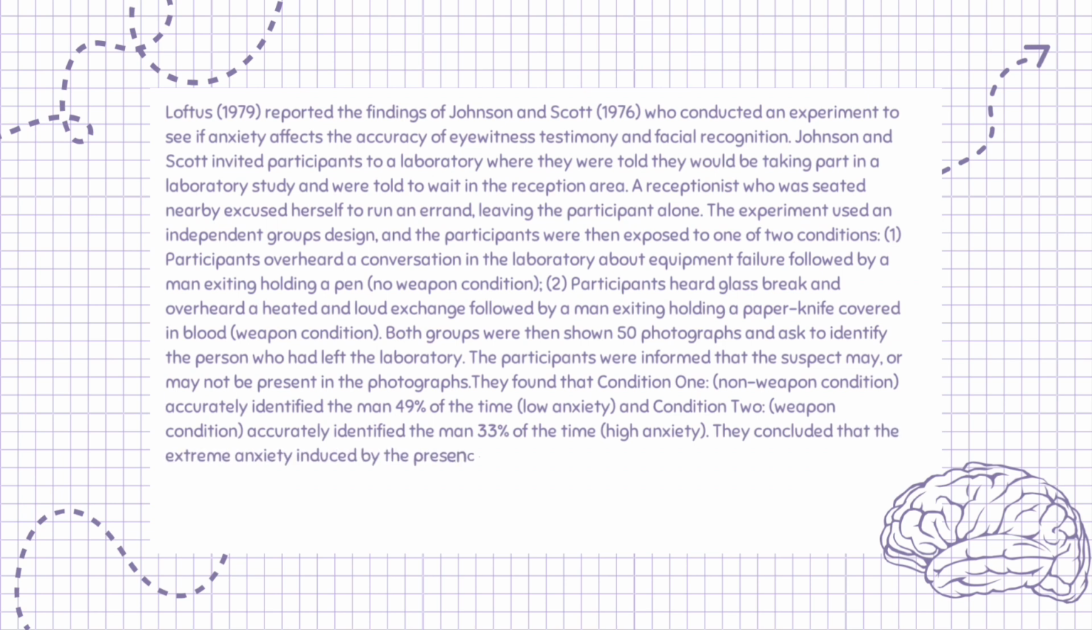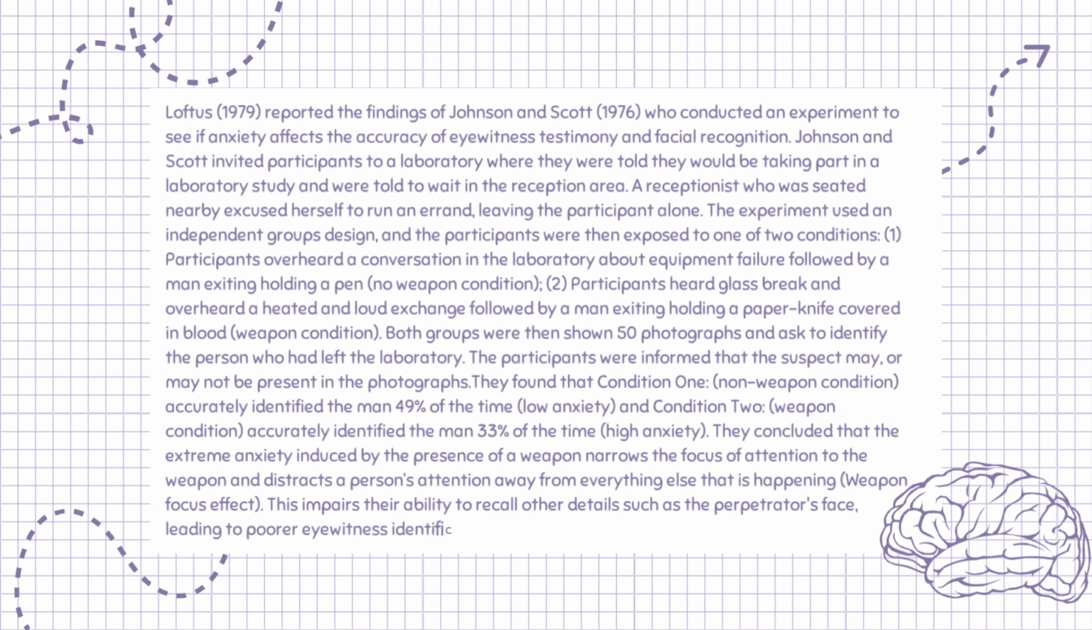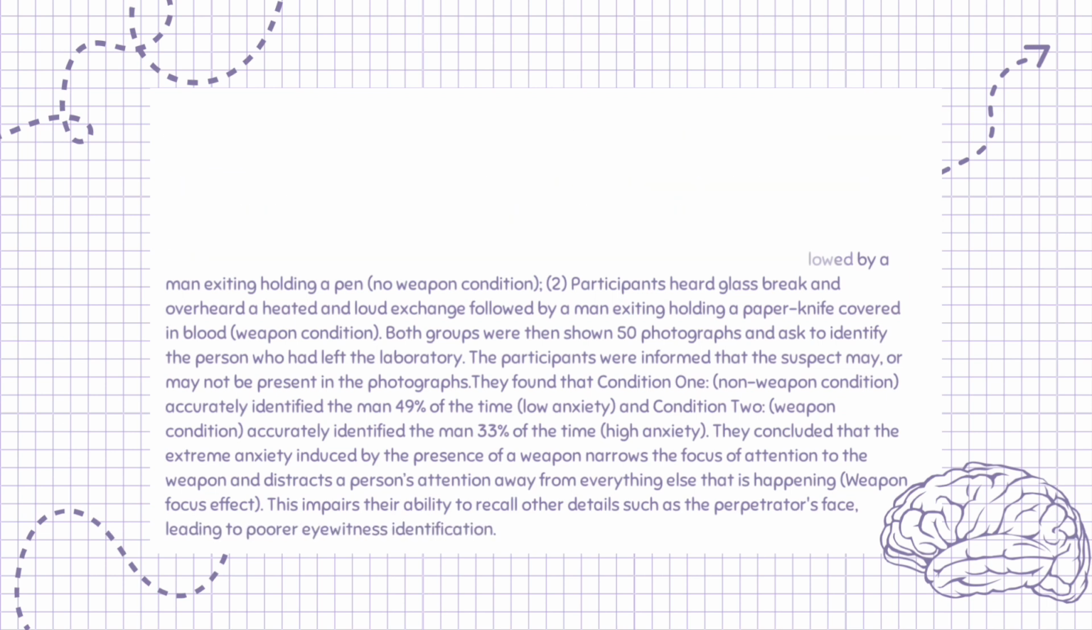They concluded that the extreme anxiety induced by the presence of a weapon narrows the focus of attention to the weapon and distracts a person's attention away from everything else that is happening, the weapon focus effect. This impairs their ability to recall other details such as the perpetrator's face, leading to poorer eyewitness identification.